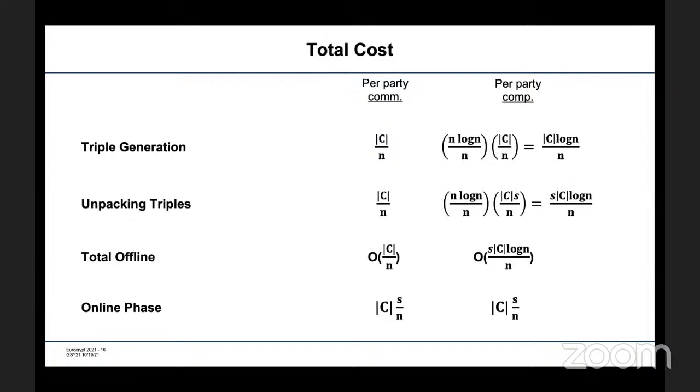So total offline communication complexity is O of C over n. And the computational cost is SC log n over n. And then the online phase now, because we only have each party in a single committee, computing a small fraction of the gates, is also now S over n times the size of the circuit. And this gives us the results that we claimed.